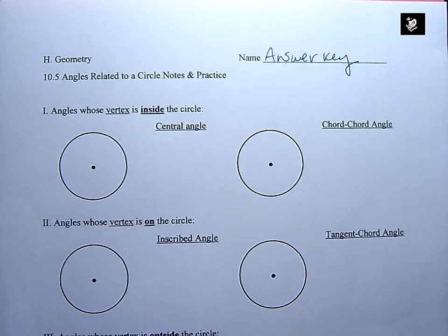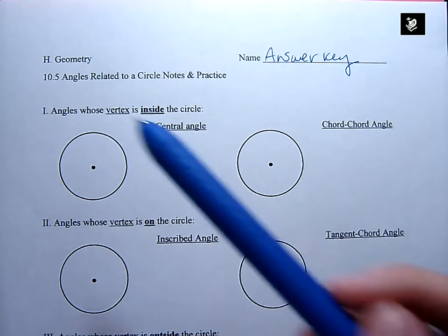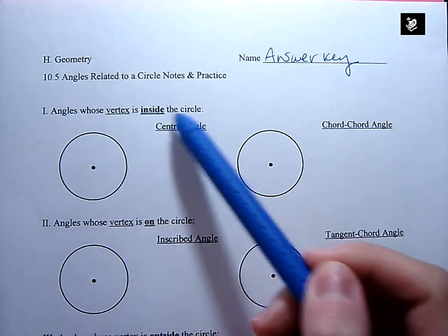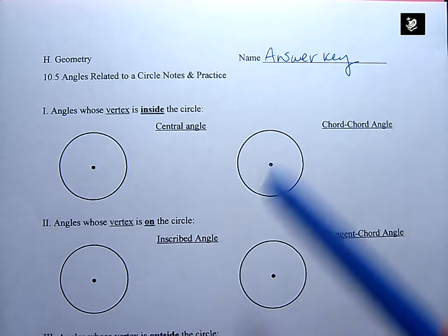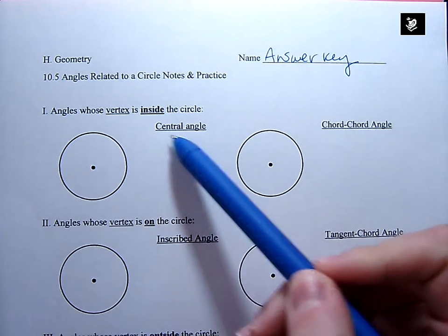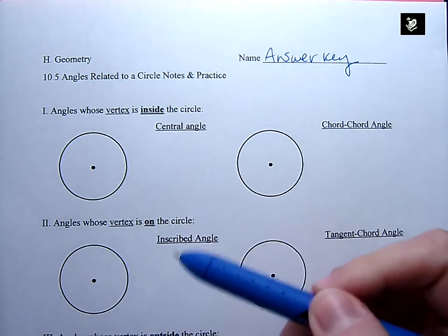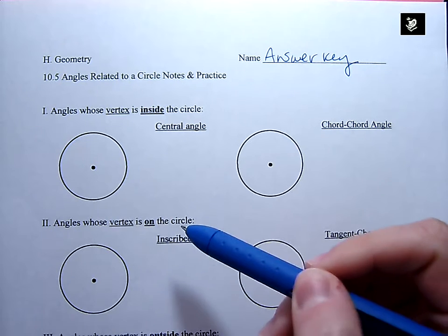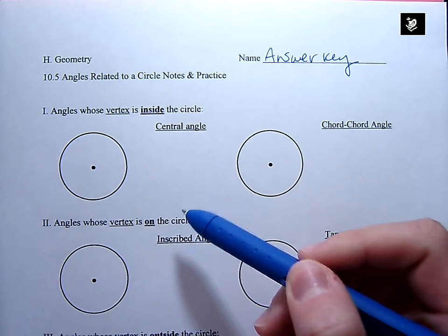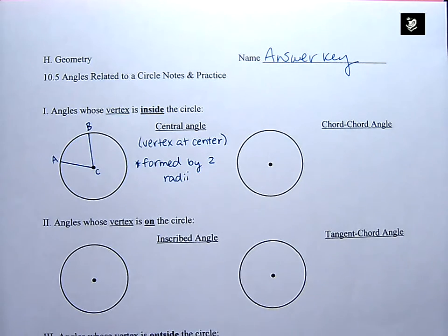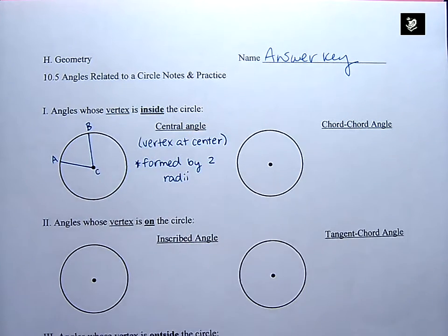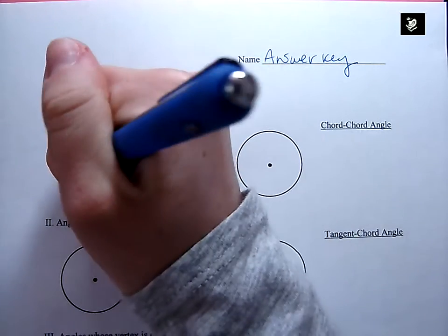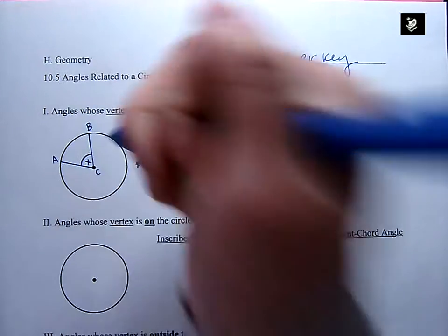So the first thing we're going to do is focus on angles whose vertex is inside the circle. So for this first one, which we kind of already talked about, is a central angle. And a central angle is formed by two radii. So I'm going to draw two radii in the circle first. So we have two radii here, AC and CB, and they are forming this angle right here, which I'm going to just label with X.